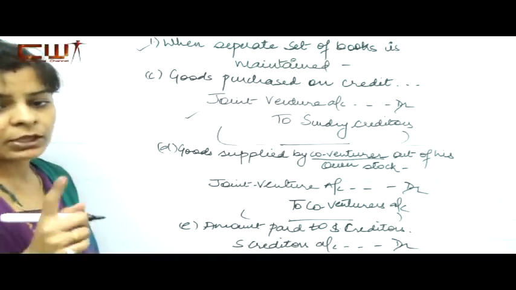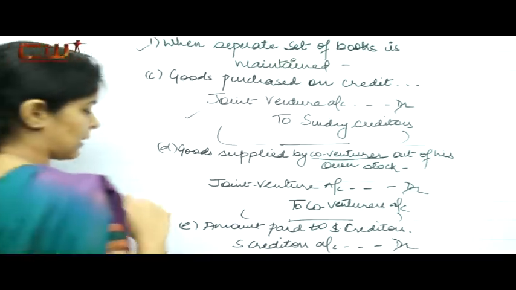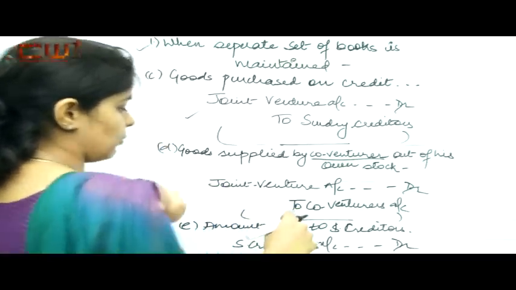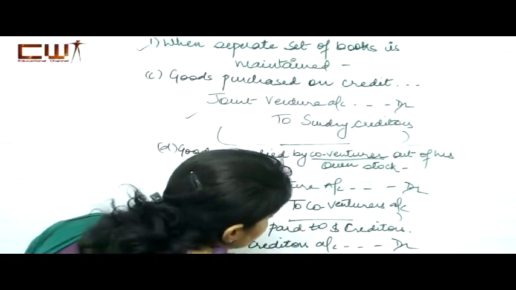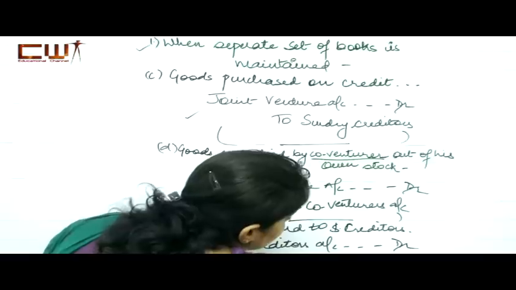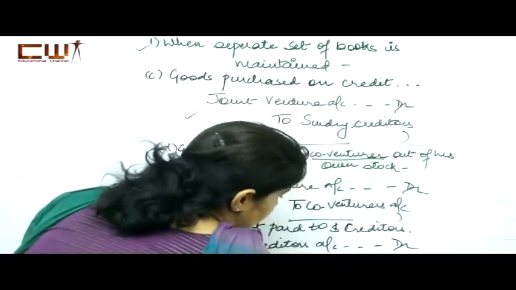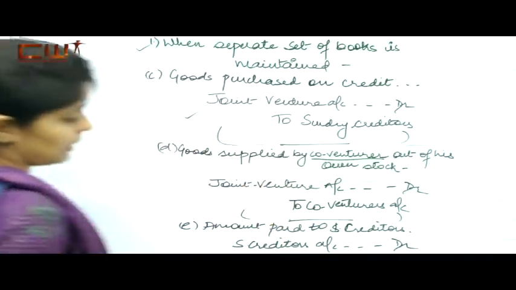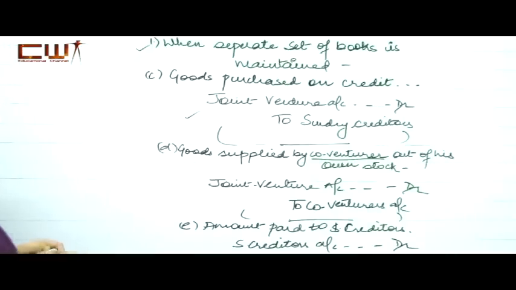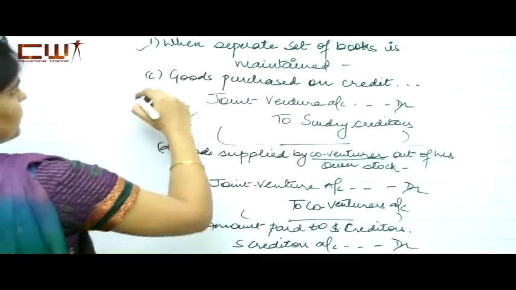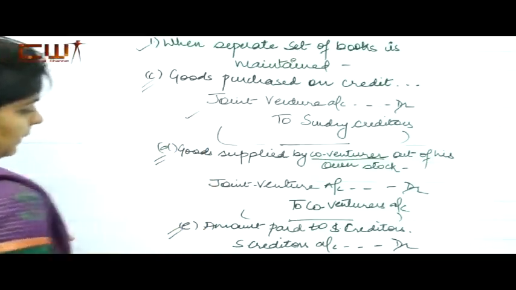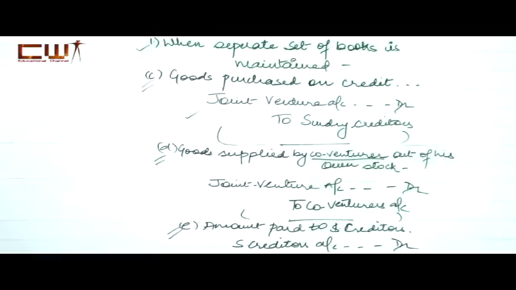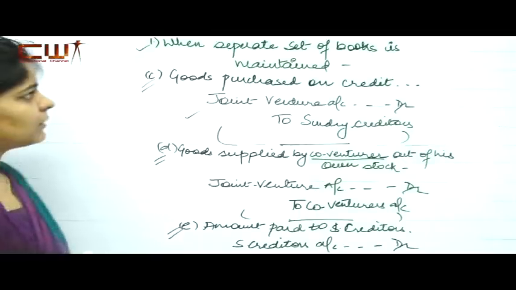From what are you paying? You are paying from the joint bank account. So cash is going out through the joint bank account, that is credited. Pass the narration and close the accounts. So this is goods purchased on credit, co-venturer's goods, and amount paid to the sundry creditors. This is again a few sets of entries that we have done. Let's switch to the other entries.